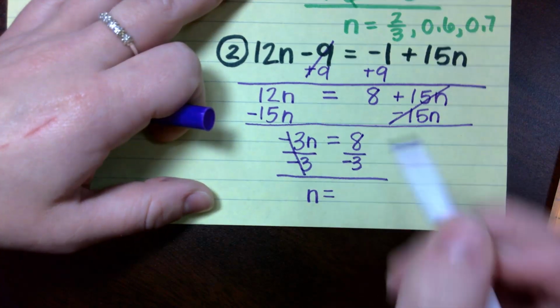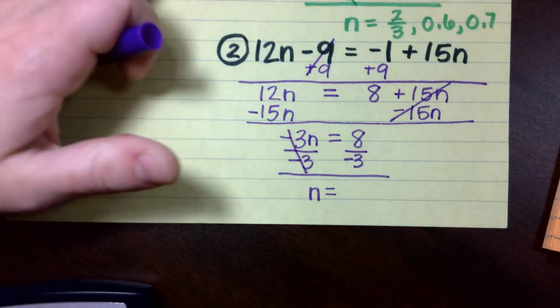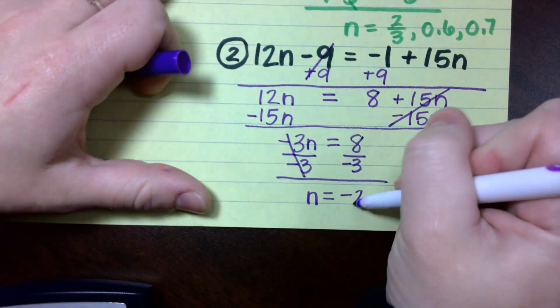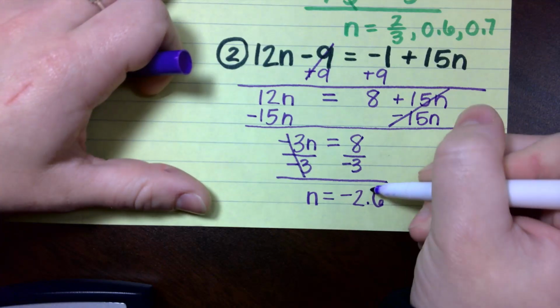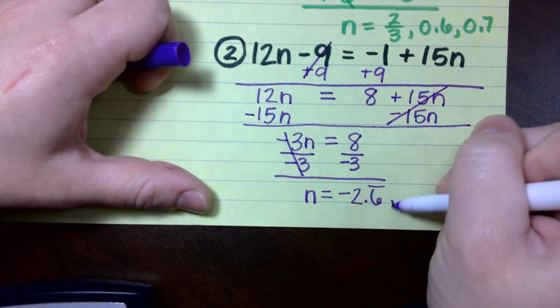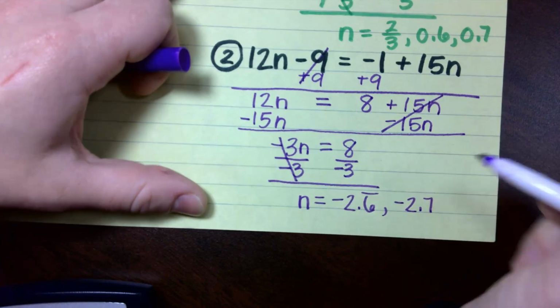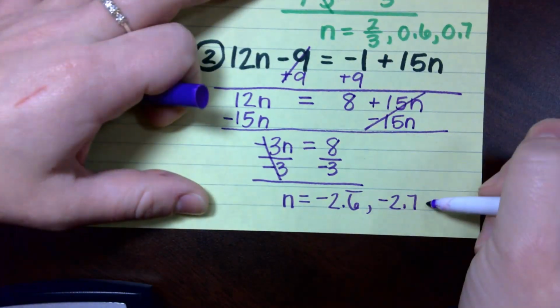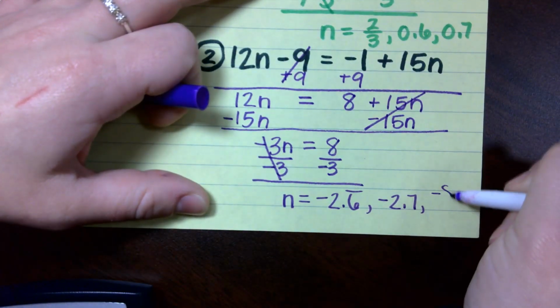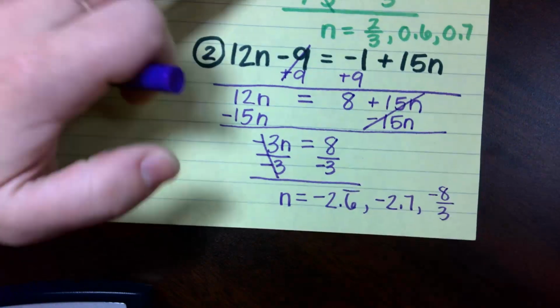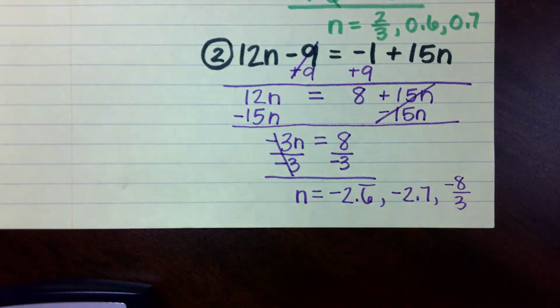So 8 divided by -3 is going to give us -2.6, repeating on forever. Or you could have rounded it to -2.7. Or you could have left it as a fraction and just said -8 over 3. Any of those would be right. Okay. Did we all get that one?